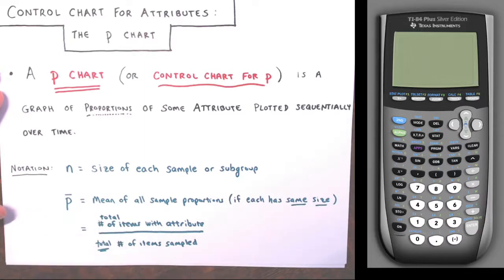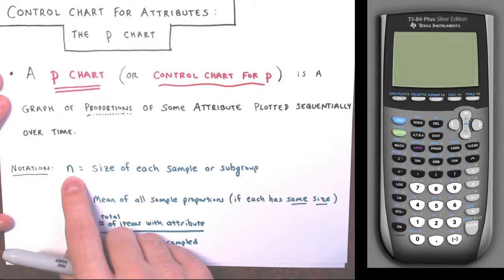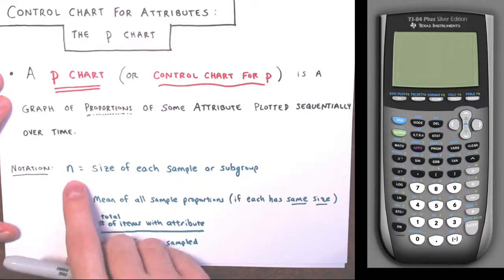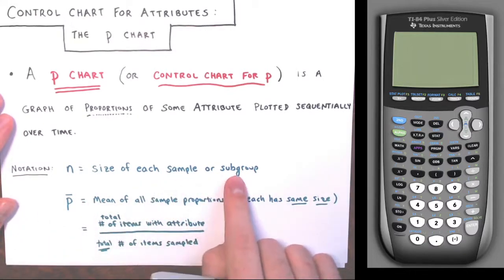So, some notation involved here. Now this lowercase n you've seen in the R chart video and the X bar chart video. n is the size of each sample or subgroup. Be careful with this. It's not the entirety of all sample values taken. This is the size of each subgroup. If my time units were days and I was looking at groups of objects from day to day, n would be the size of the sample I took each day, not all the samples together. So, the size of each sample or subgroup.